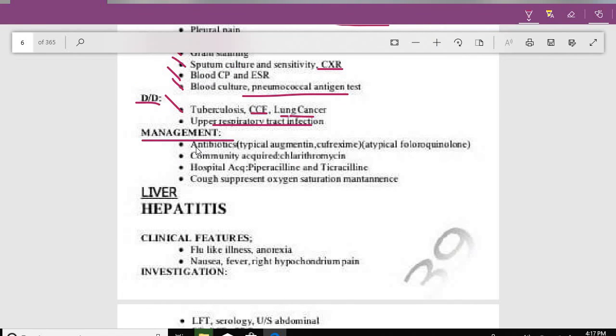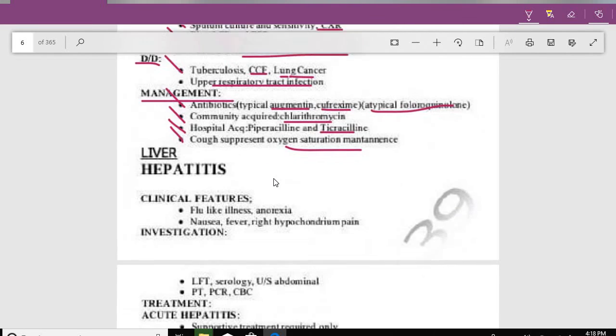Management, how will we manage the patient with pneumonia? We will give antibiotics: augmentin, ceftriaxone, atypical fluoroquinolones. Community acquired pneumonia should be treated with clarithromycin. Hospital acquired pneumonia is treated with tetracycline, and cough suppression is given, and oxygen saturation should be maintained.